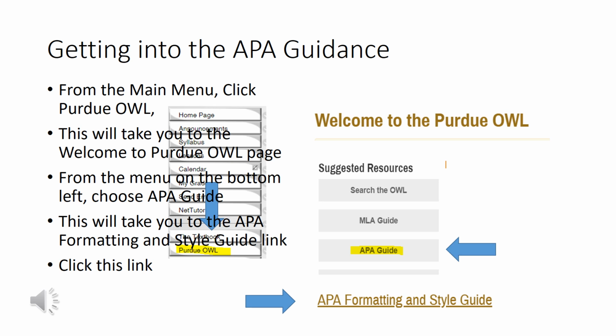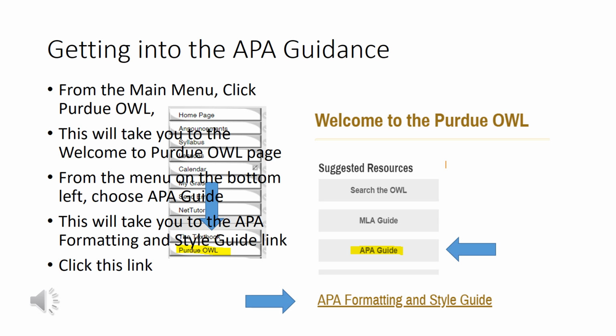Hello. Let me see if I can guide you through the OWL and help you in getting into the APA guidance. So from our main menu, and you'll see the example in the background here, click on Purdue OWL. You see the tab highlighted in yellow at the bottom. This will take you to the Welcome to Purdue OWL page.